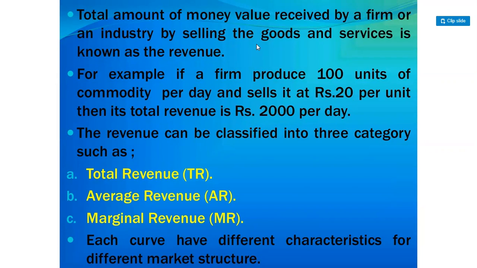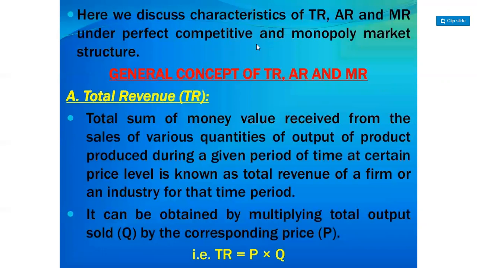For example, if a firm produces 100 units of a commodity, any commodity you can count, pencil, eraser, whatever it is, per day, and sells it at 20 rupees per unit, then its total revenue is 2000 rupees per day. Revenue can be classified into three categories: total revenue, average revenue, and marginal revenue. Each curve has different characteristics for a different market structure. So let us discuss that also.